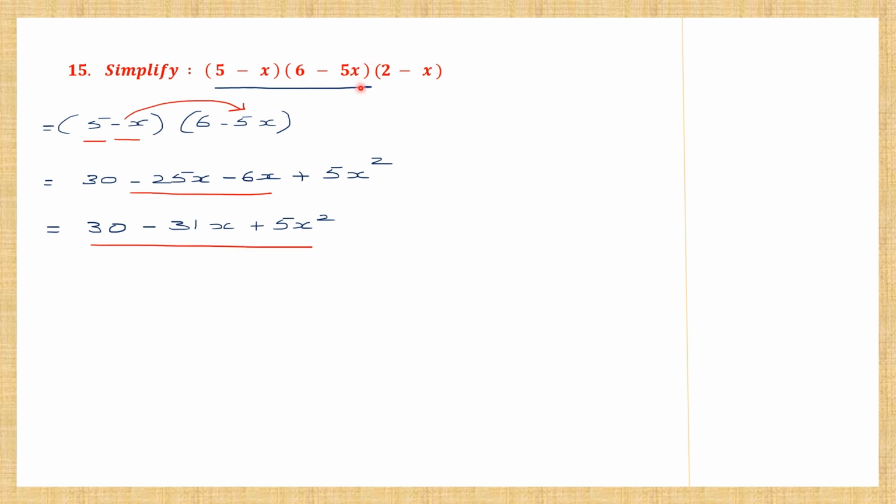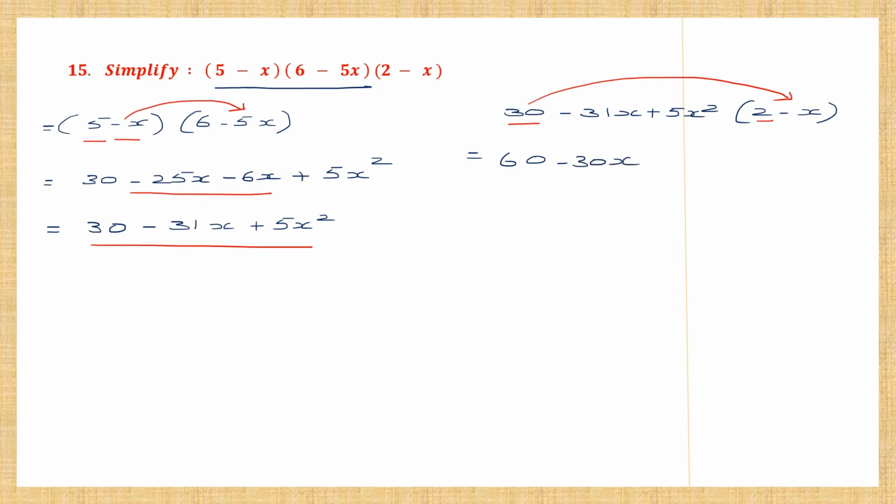the third binomial that we have there. So let's take this and multiply. So let's do it here. So this will be 30 minus 31x plus 5x squared into 2 minus x. So that will be 30 into 2 first. So 3 twos are 60. Then we multiply 30 into minus x. 30 into minus x is minus 30x. So we finished with the first term here.